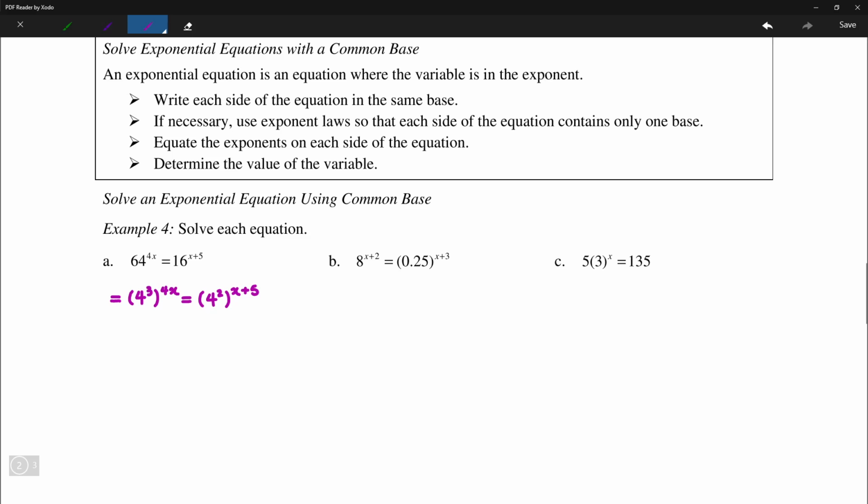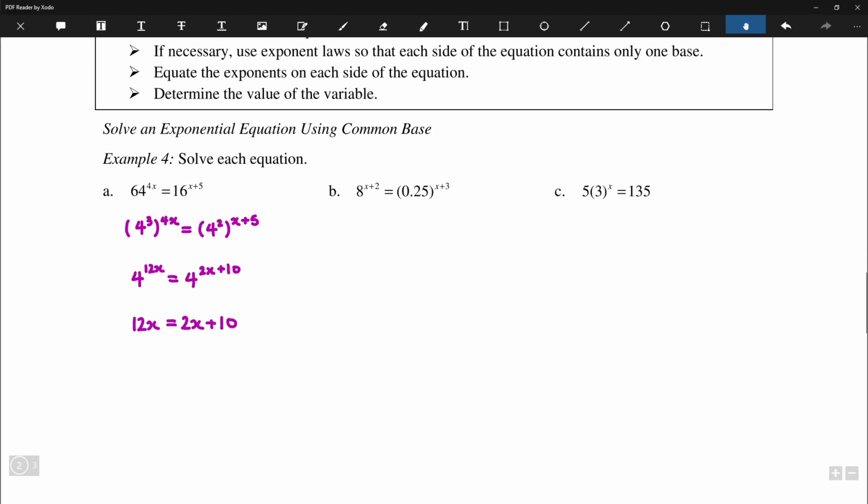So this would be the same as 4 to the 12x on the left-hand side. On the right-hand side, we're going to have 4 to the 2x plus 10, which really just means that 12x is equal to 2x plus 10 on the right-hand side. And now we can just solve this equation for x. We have 10x is equal to 10, and so x is equal to 1.